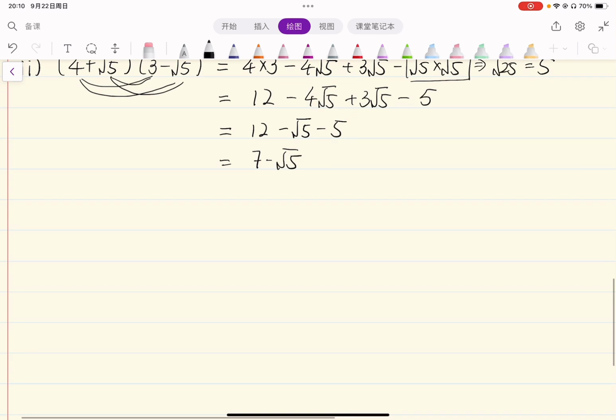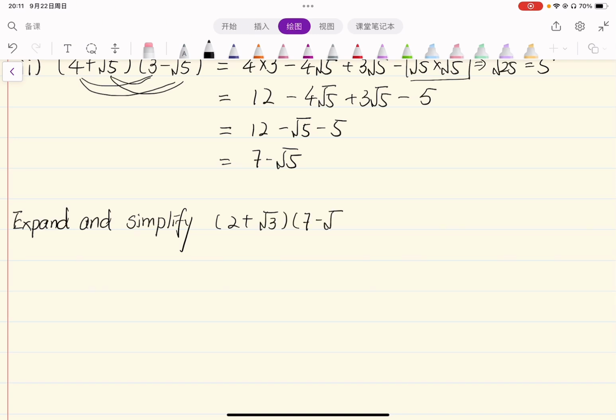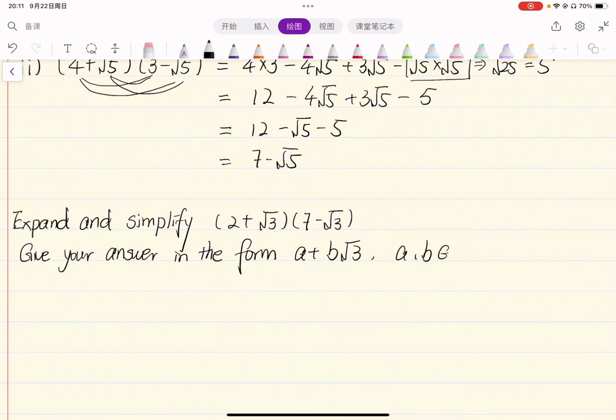Let's see an exam question. Also expand and simplify 2 plus square root of 3 times 7 minus square root of 3, and give your answer in the form a plus b square root of 3, where a and b are integers.